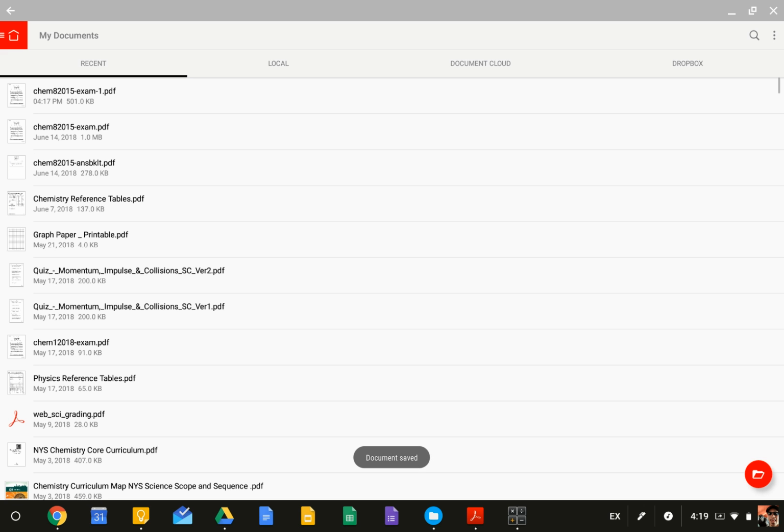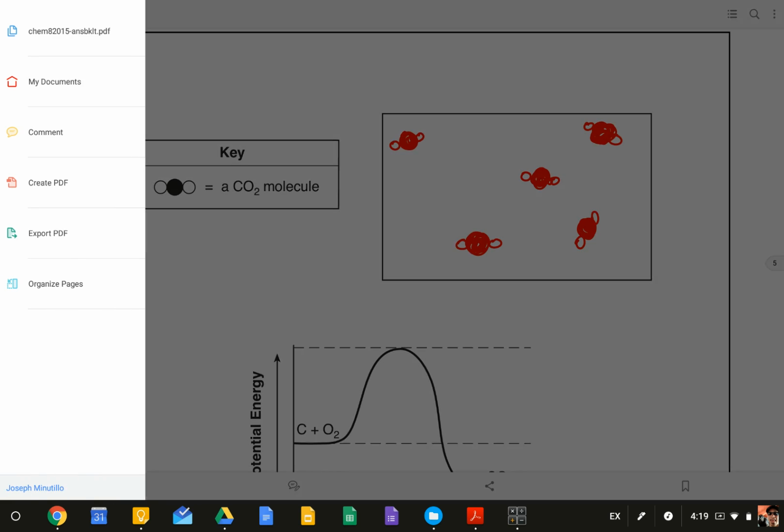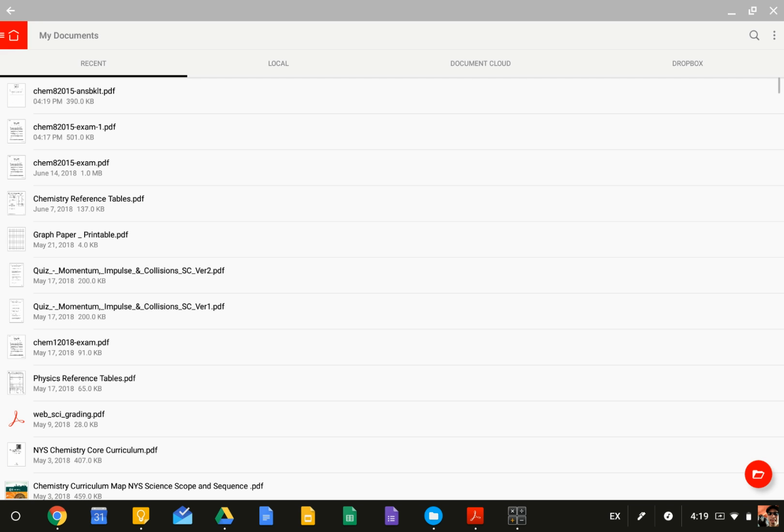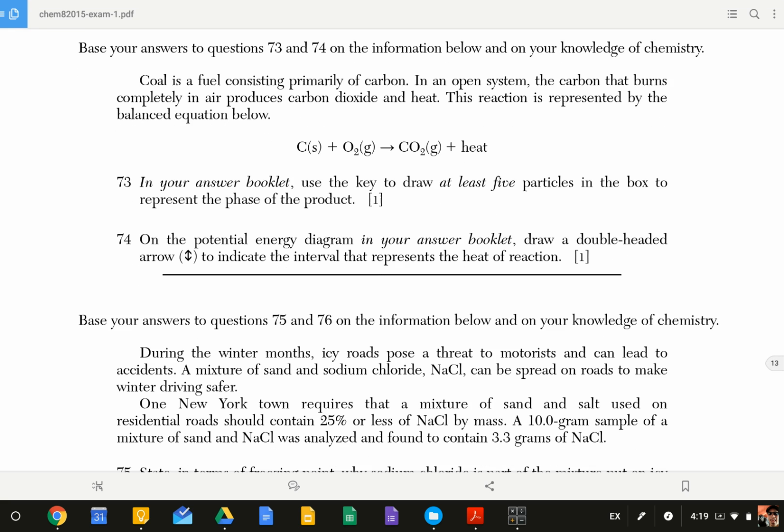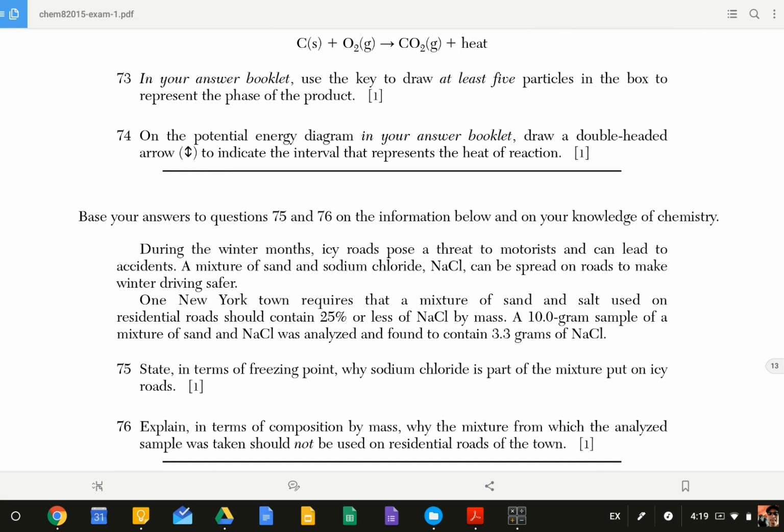Okay, so back to the test. So we can do the next question. Sorry. Okay. 74. On the potential energy diagram in your answer booklet, draw a double-headed arrow like that to indicate the interval that represents the heat of reaction.